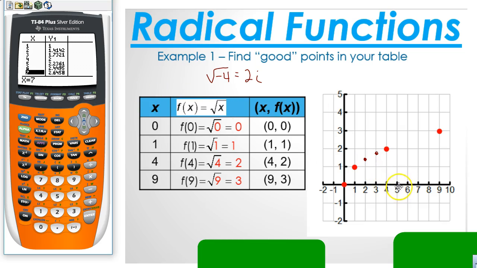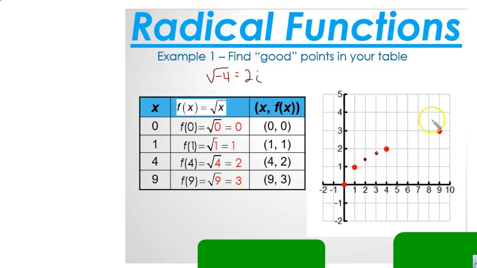We can put a point at (5, 2.2) and (6, 2.4). We can add those dots in if we need to. But we have enough points here to get a basic idea of the shape. If we're going to connect these dots, we're going to start here and we're going to just come out through and curve this way.